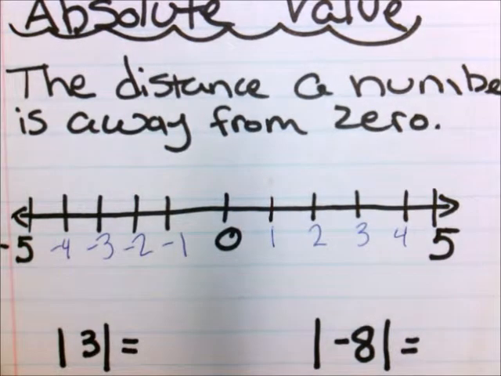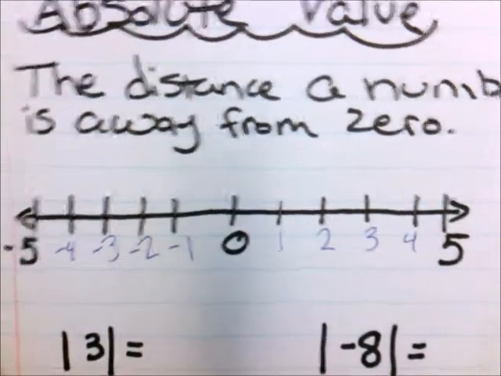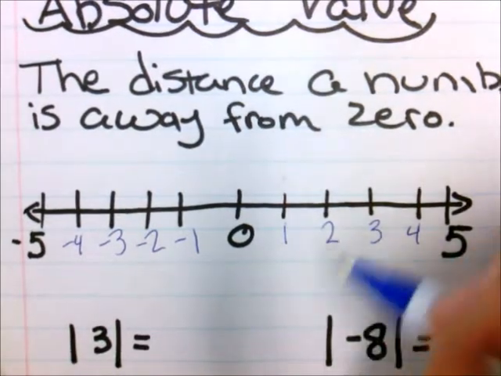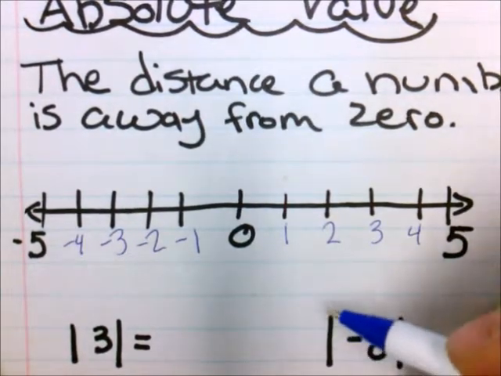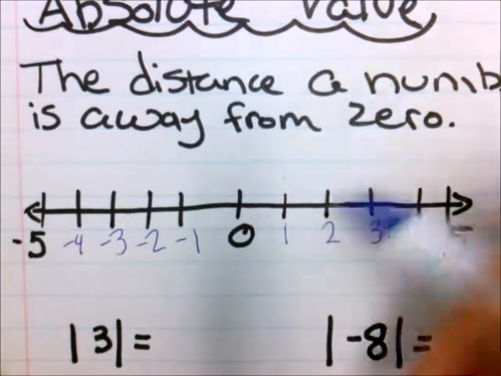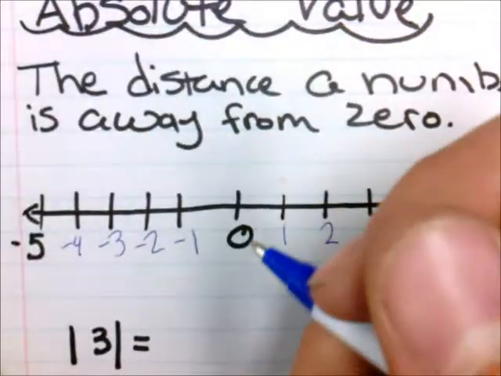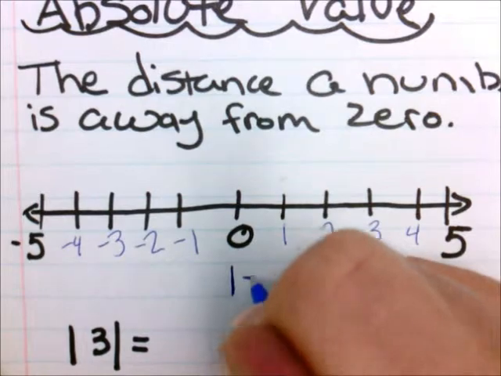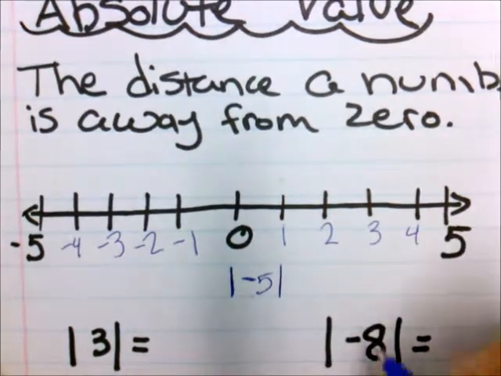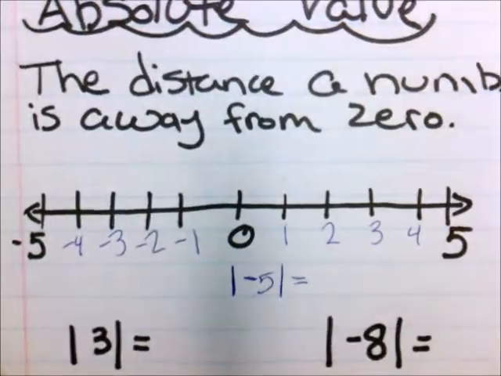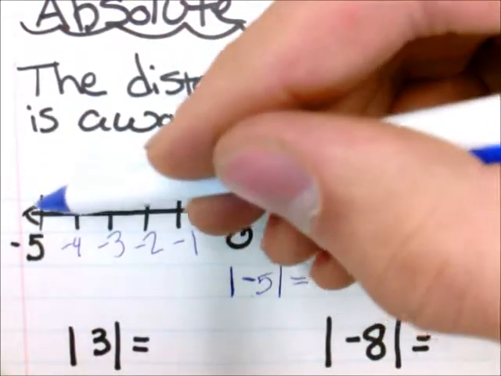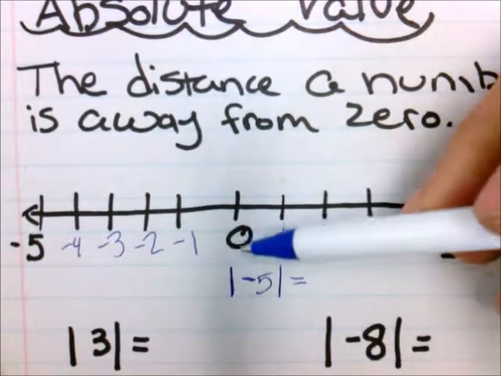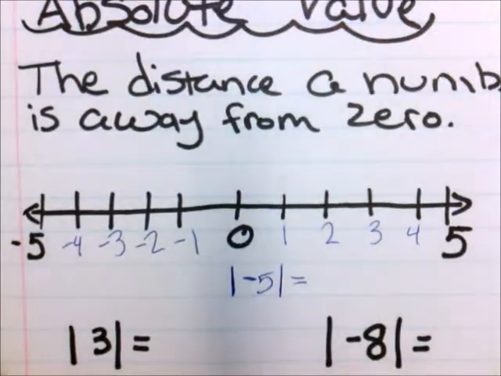So it's the distance a number is away from 0. So if I had a question that said, what is the absolute value, and you can see on the example problems down here, the symbol for absolute value is two vertical lines with the number in between. So if I had a question that said, what is the absolute value of -5? Well, what I would do is put my pencil on -5 right here, and figure out how many hops, or what the distance is from -5 to 0, because that's what absolute value is.